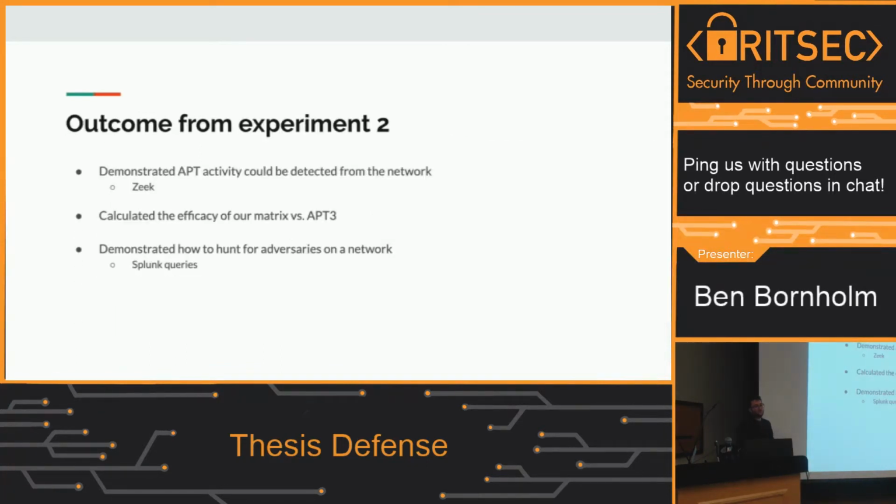So the outcomes from experiment 2. We demonstrated that APT activity could be detected from the network, specifically with Zeek. So we proved that, and we showed and demonstrated that. We calculated the efficacy of our matrix versus APT3, and we demonstrated how to hunt for adversaries on a network. And to back that up, we actually have specific Splunk queries.